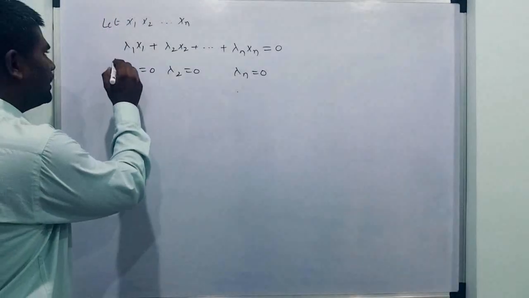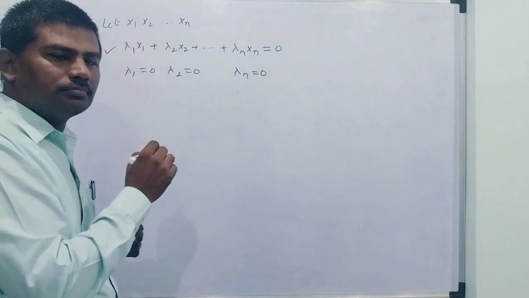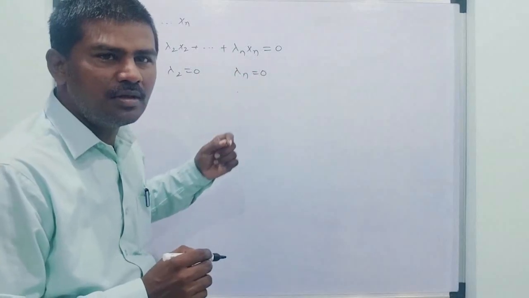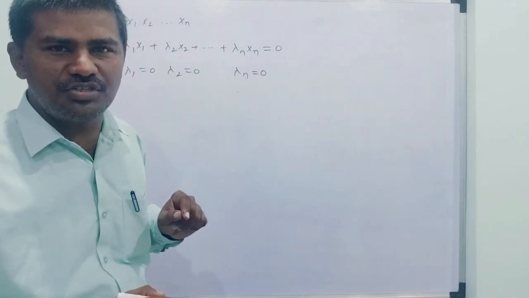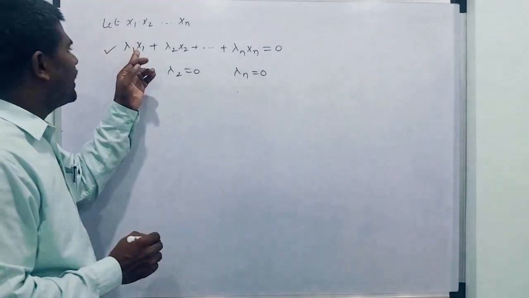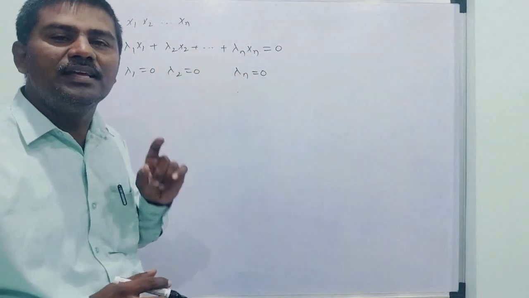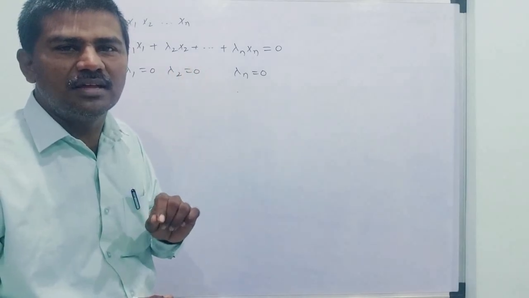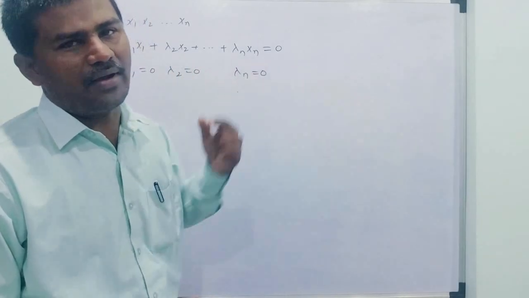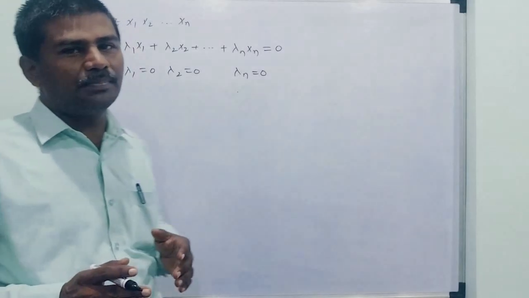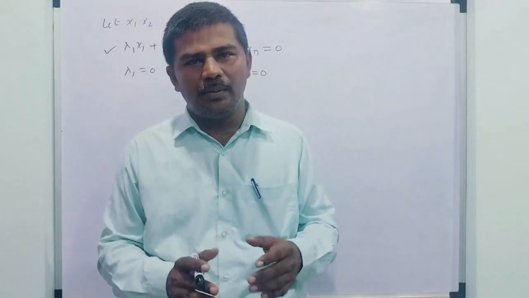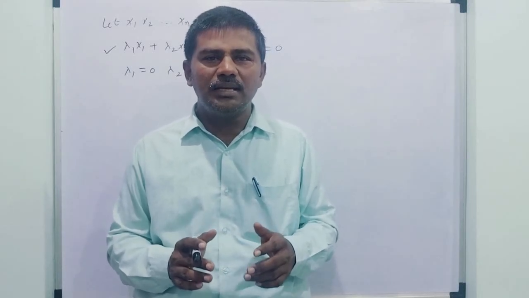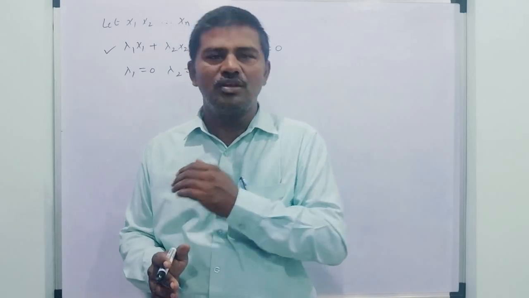If the linear combination is equal to 0, that means lambda 1 x1 plus lambda 2 x2 plus so on plus lambda n xn is equal to 0, and at least one scalar is non-zero, then we can say that x1, x2, so on, xn are linearly dependent. And any one of these vectors can be written as a linear combination of the other vectors. So this is the concept of linearly dependent and independent. Let us see some problems to understand the linearly dependent and independent of these vectors.